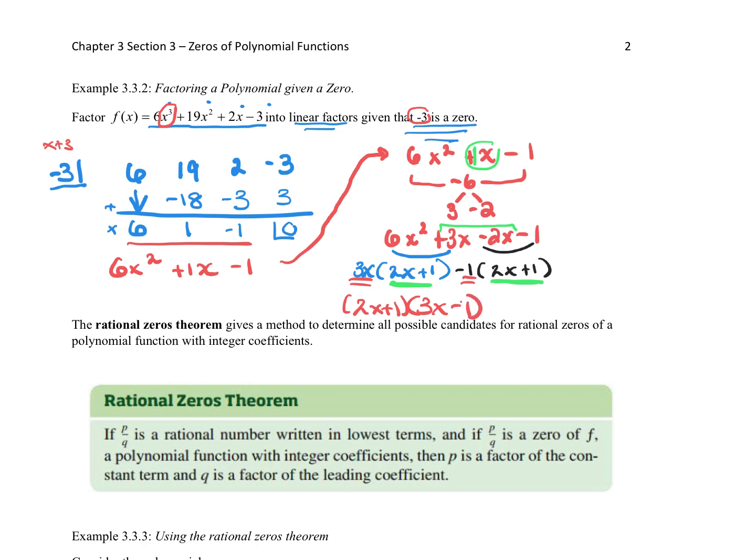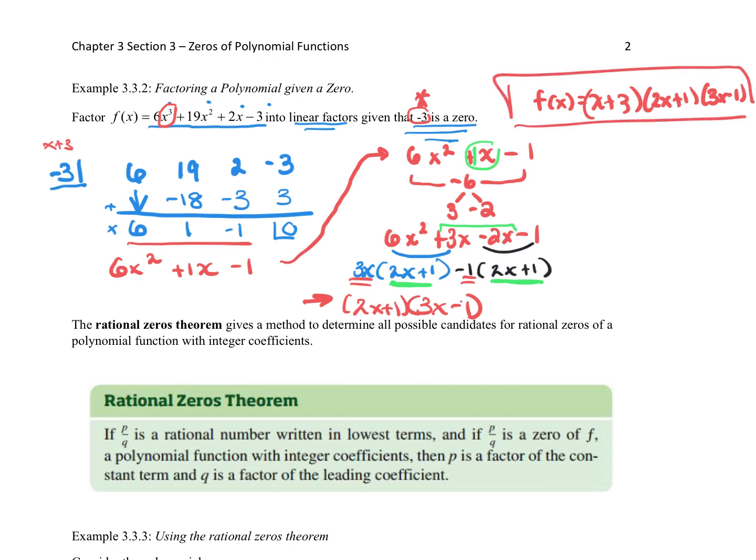So it says to factor this thing into its linear factors. So that means that f of x equals the x plus 3 that we started with up top. And then I'm going to have 2x plus 1 from right here. And then the 3x minus 1. And there's my answer, factored into its linear factors.